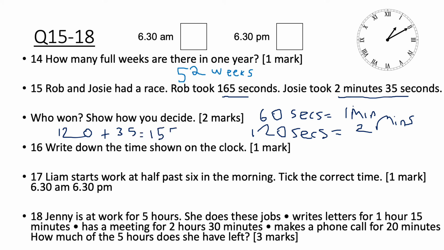Okay. 155 is smaller than 165, therefore Josie is the winner. So Josie won the race, or is the winner.